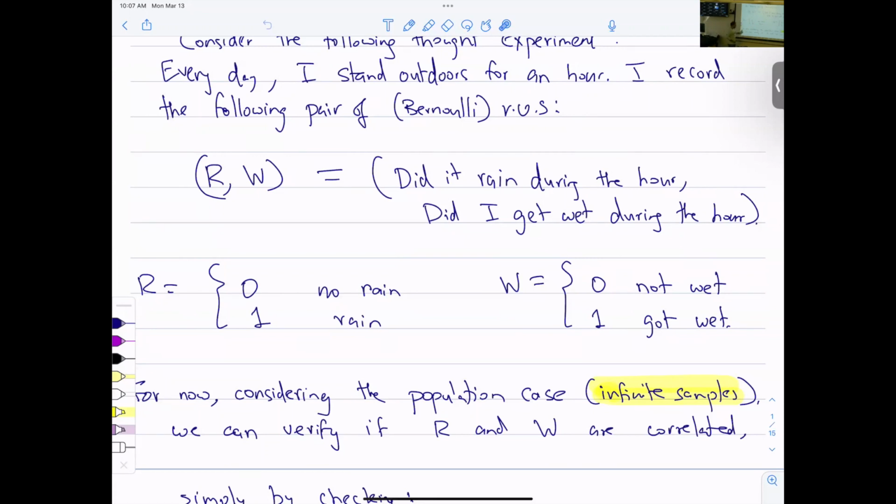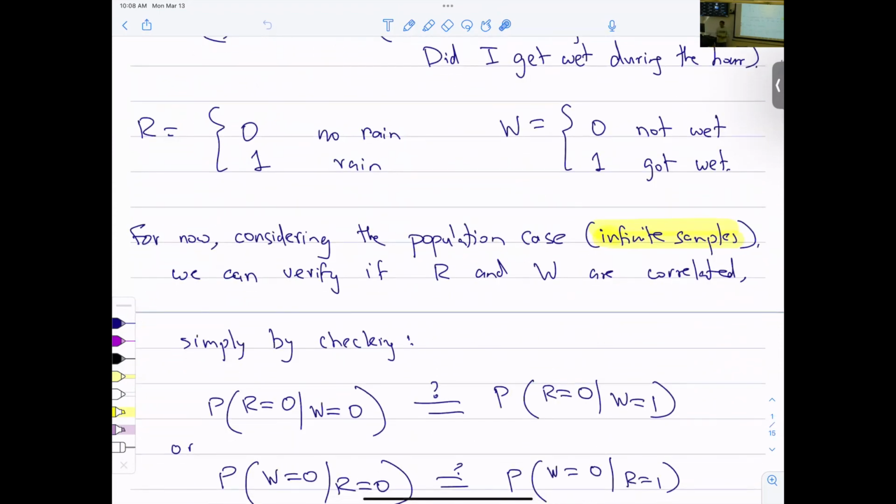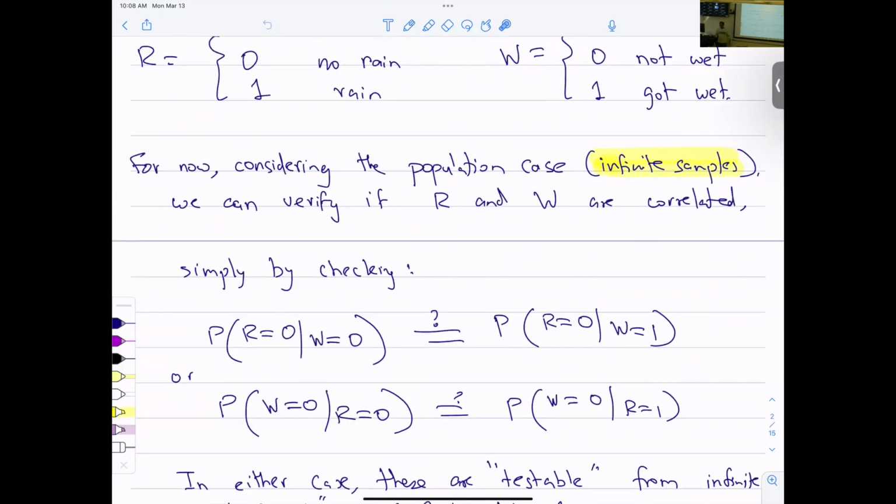All right. So you have this pair of random variables. We can ask, are R and W correlated? And that's easy. You can do this by querying the following conditional probabilities. When I say you have joint distributions, I also assume implicitly that you can marginalize, you can do conditioning, you can find all these kinds of things. You have black box access to all this distributional information.